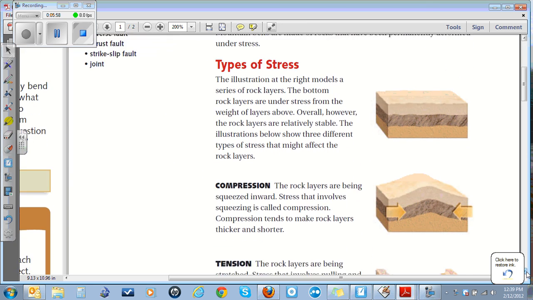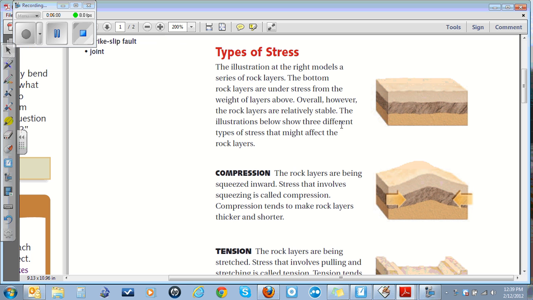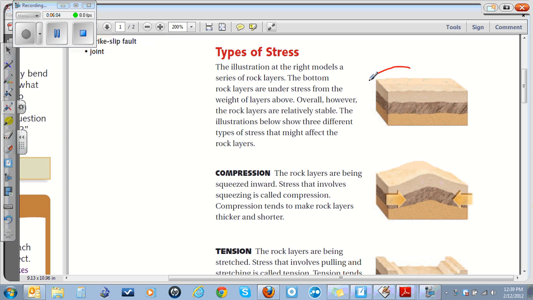Types of stress. The illustration at the right models a series of rock layers. The bottom rock layers are under stress from the weight of layers above. Overall, however, the rock layers are relatively stable. The illustrations below show 3 different types of stress that might affect the rock layers.